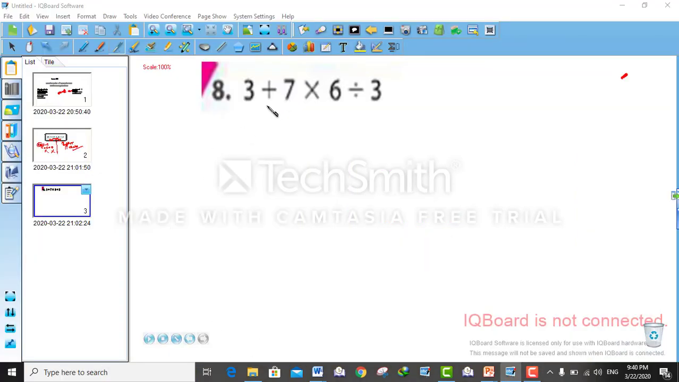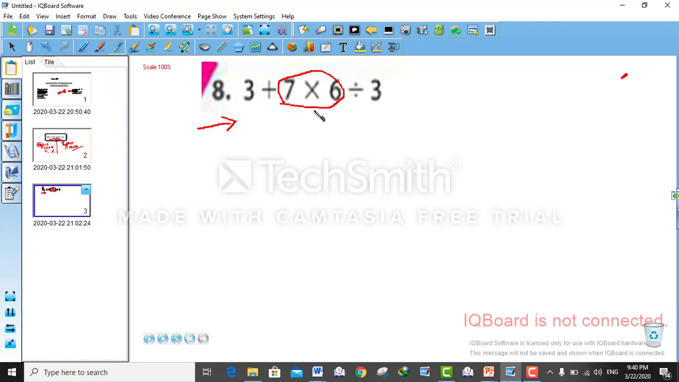In question 8, we have here addition, multiplication, division. Of course, we know that multiplication and division are stronger than addition. But which one should I start with? Is it multiplication or the division? Of course, I should start with this multiplication. Why? Because it comes first, because I'm moving in this direction, from the left to the right.